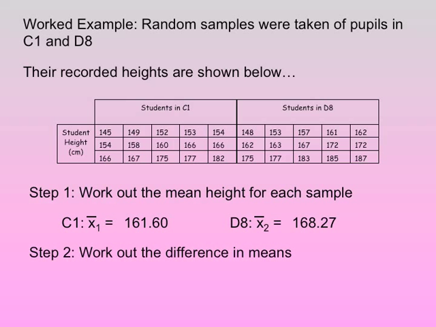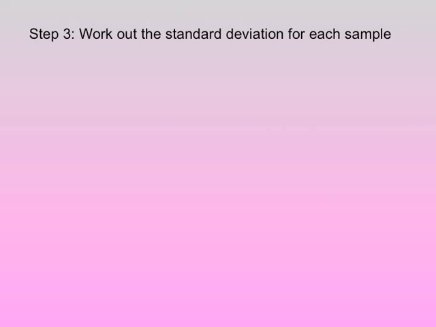Okay? Step number 2 is to work out the difference between the means. So we need to subtract one from the other. And our value for that is 6.67. Step number 3, we need to work out the standard deviation for each sample using either our calculators or Excel, or we can do it by hand using the formula if you want. The standard deviation for C1 is 10.86 and the standard deviation for D8 is 11.74.